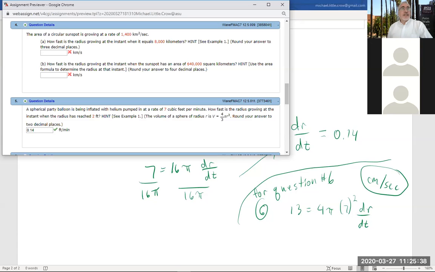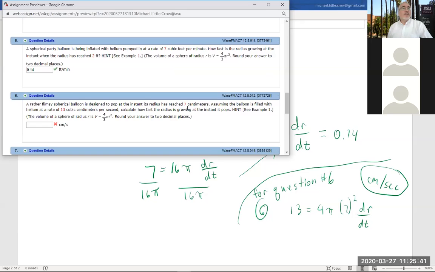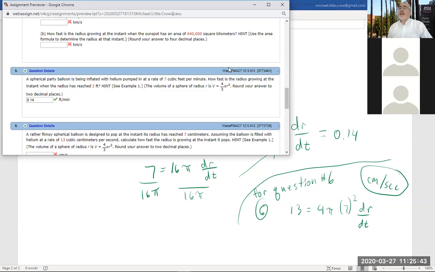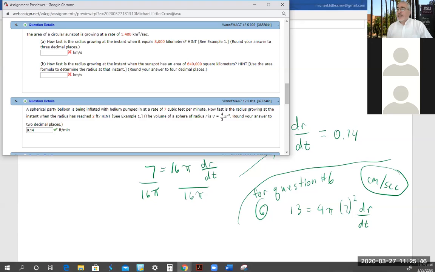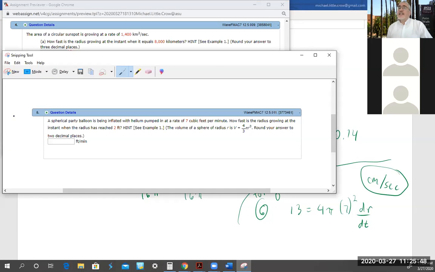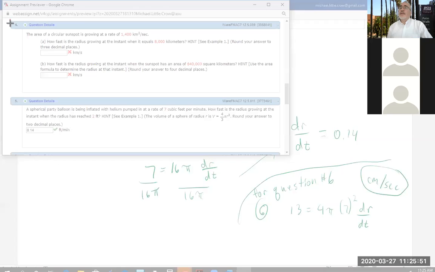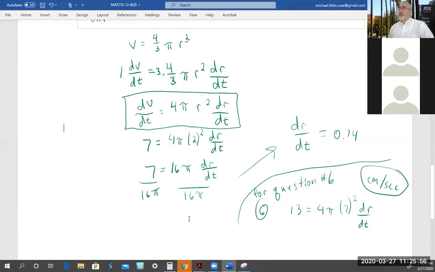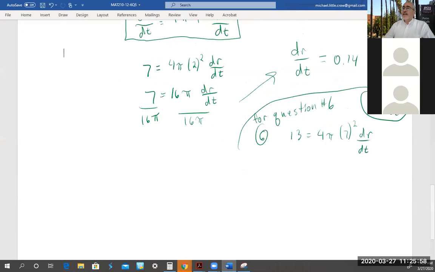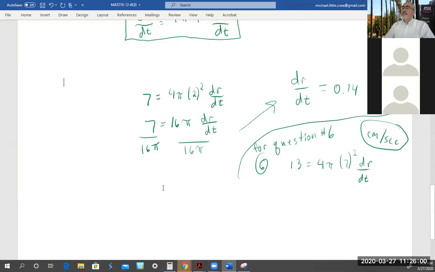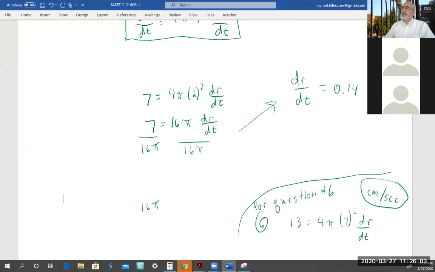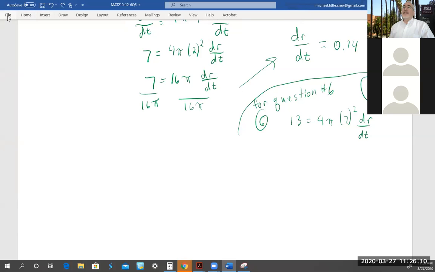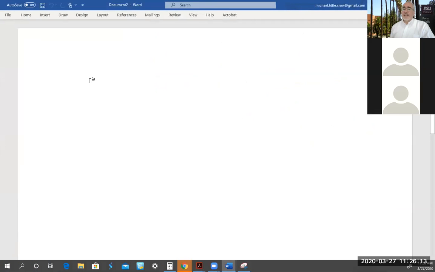What else? Did I miss anything? Can we do number 4 for this one too? Number 4, okay. So let me copy that one. Let me just get a new sheet. There we go.